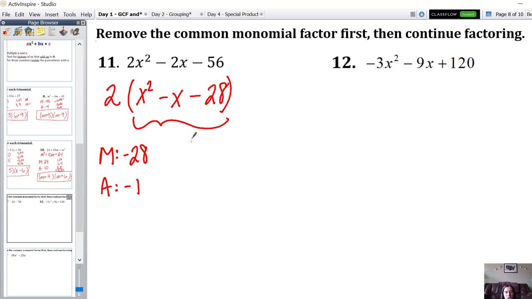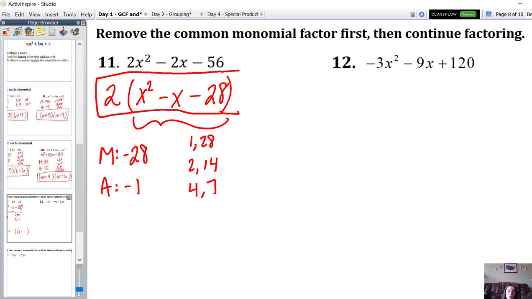Now my factors of 28 are 1 and 28, 2 and 14, 4 and 7. Now, I need them to add up to negative 1. None of these, no matter what's positive and what's negative, will add up to negative 1. This is the most I can factor this trinomial right now.